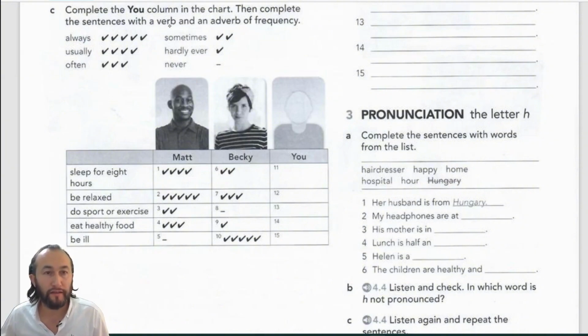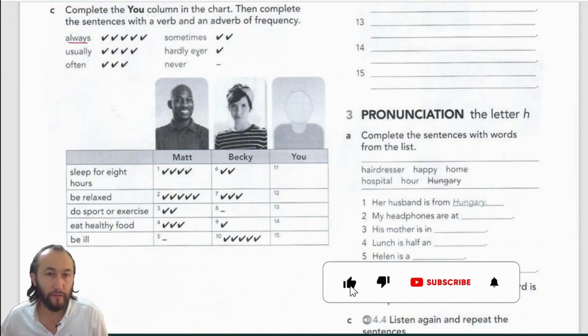Then complete the sentences with a verb and an adverb of frequency. Okay, so if we've got 5 ticks, guys, that's always. If it's 4 ticks, that's usually. If it's got 3 ticks, that's often. If it's got 2 ticks, sometimes. If it's 1 tick, that's hardly ever.